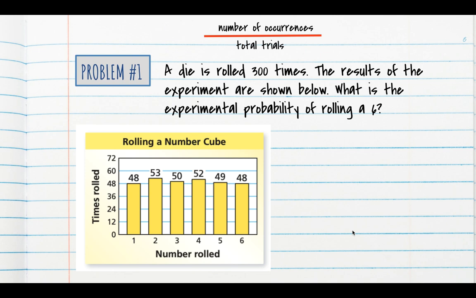Now we want you to try one. Let's say we run an experiment where we roll a die 300 times. We keep track of each roll and put it into a bar graph, and you can see that bar graph there. What is the experimental probability of rolling a 6? Pause the video while you're working this problem, and then press play when you want to check your work.